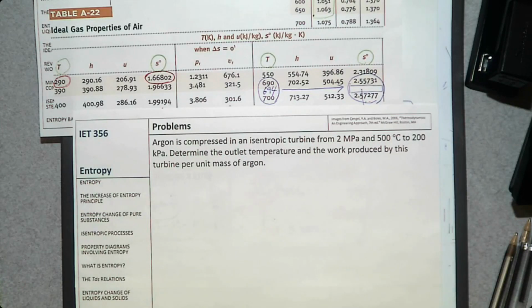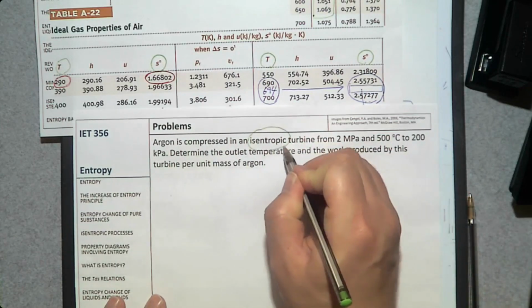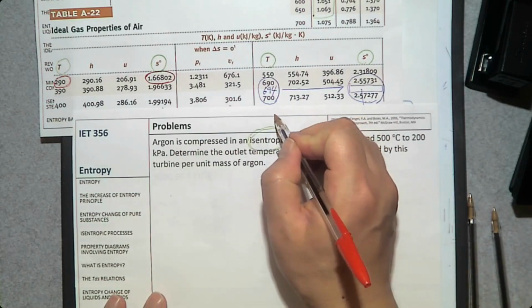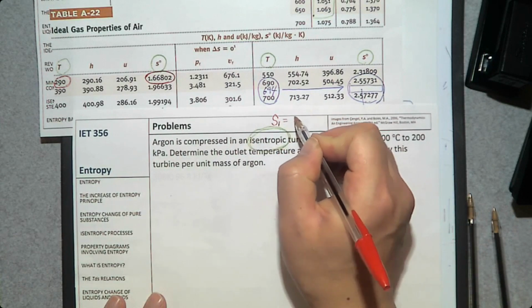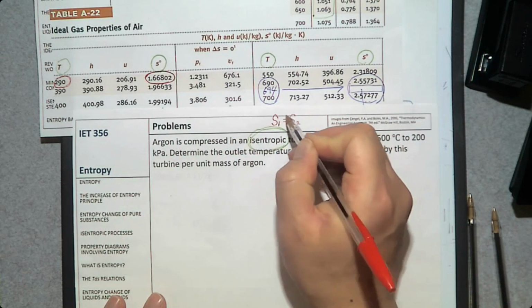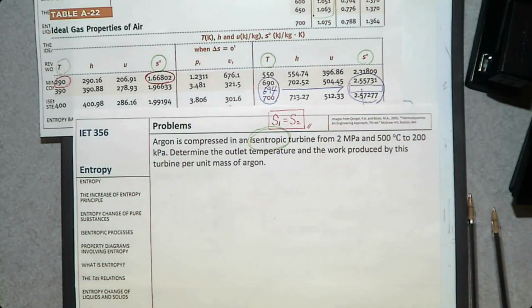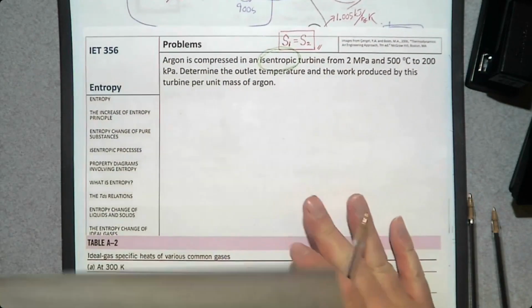So how can we do that? We know it's an isentropic turbine. What is an isentropic turbine? It means entropy remains constant. Entropy S remains constant between the inlet and the exit. So this is an isentropic turbine. Then, is there any equation that we can use for an isentropic process?